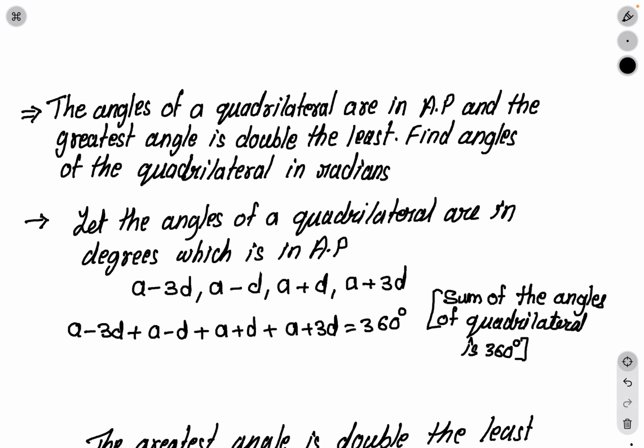This A plus A plus A plus A will become 4A. The 3D and 3D, and this D and this D, will get cancelled. So 4A is equal to 360 degrees. Now A is equal to 90 degrees.